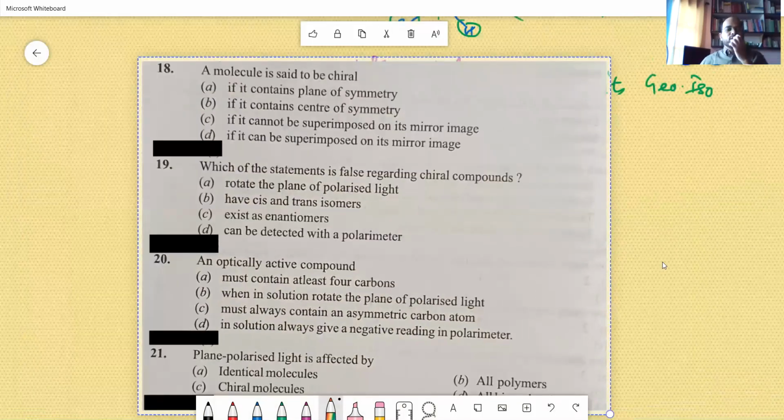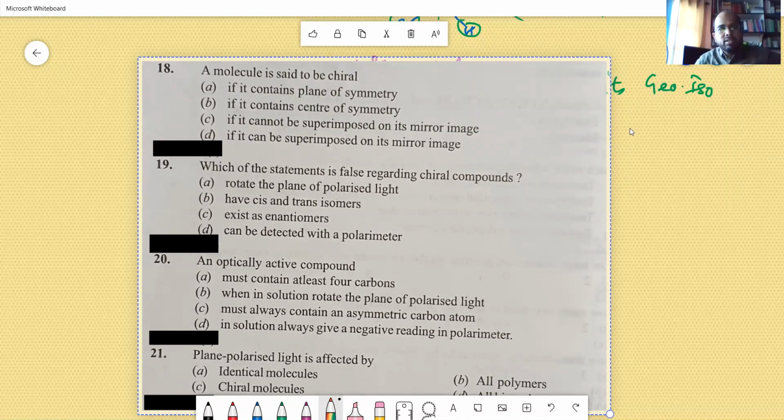A molecule is said to be chiral if it contains a plane of symmetry, if it contains a center of symmetry, if it cannot be superimposed on its mirror image. Okay, this is a very direct question, so it is descriptive. If it can be superimposed on its mirror image.